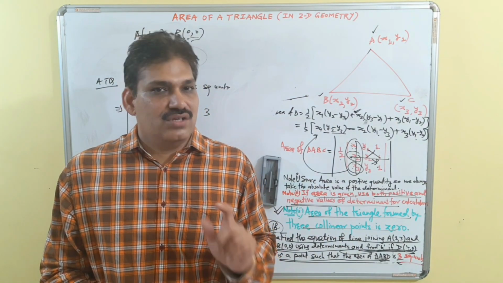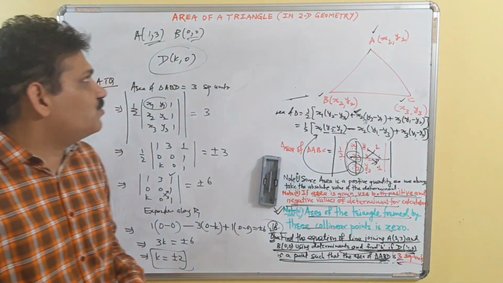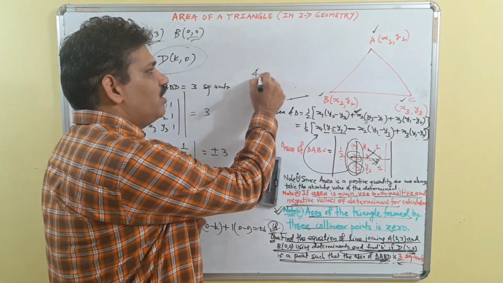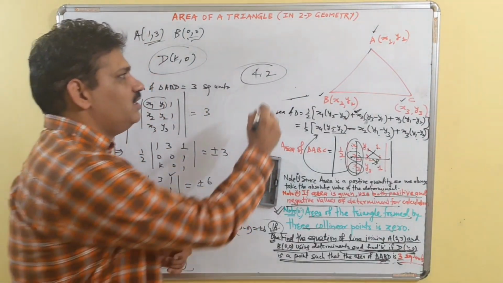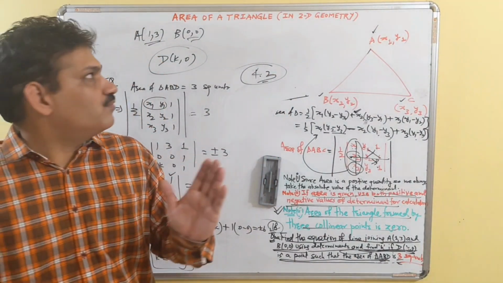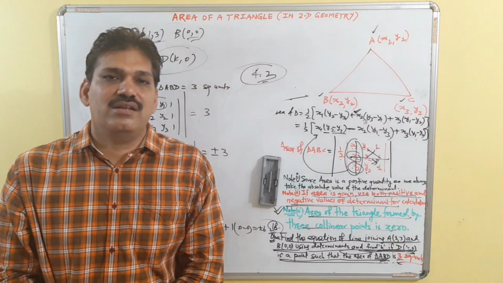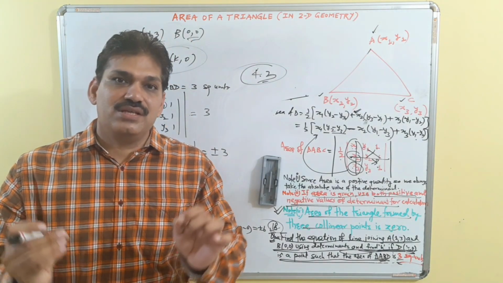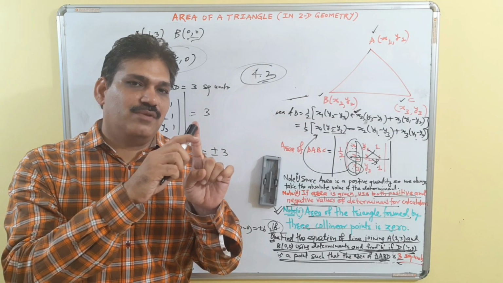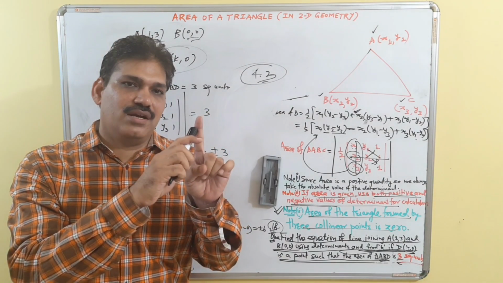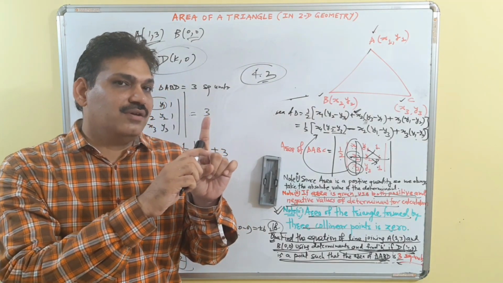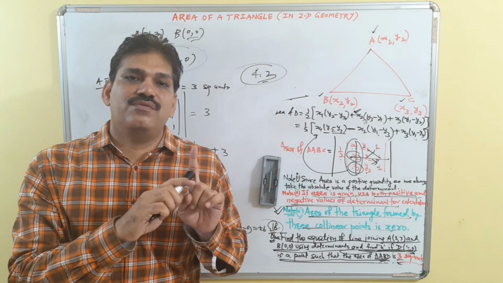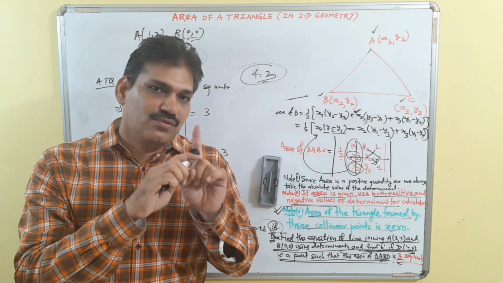That is how we do it. I hope you will be able to do exercise 4.3, which includes area of a triangle in two-dimensional geometry using determinants. We can prove 3 points collinear. We can find the area of a triangle. If we are given 2 points, we can find the equation of line joining 2 points.